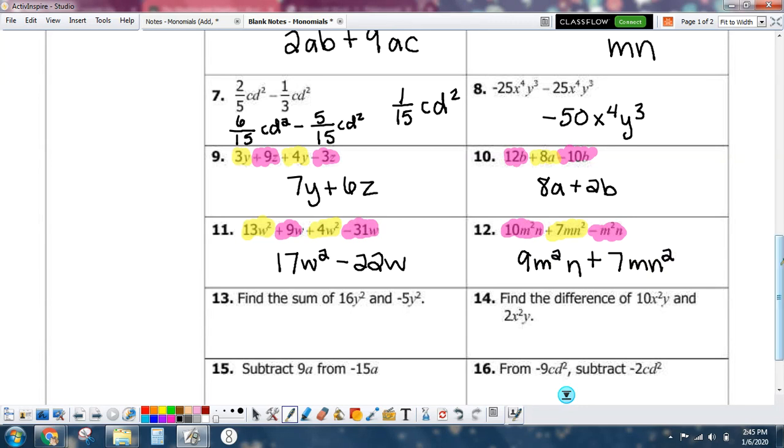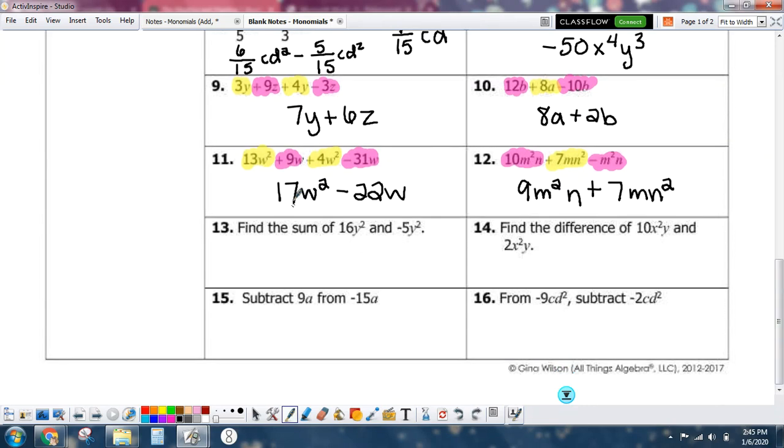Okay, for these last ones, you're finding the sum, and if you remember, sum means we're adding. So go ahead and add this and see what you get. When you add 16 plus a negative 5, you get 11, and then you bring down the y squared. For 14, your keyword is difference. Remember, difference means subtract, so go ahead and try this. When you subtract these, you get 10 minus 2 to get 8, and then you just bring down that like variable monomial.